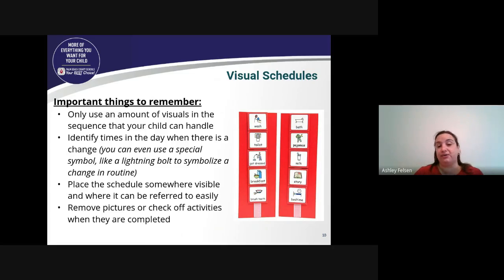So for example, in my classroom, I used to use a lightning bolt to symbolize that this is a change in routine so that they were prepared for it. And that is something different today. You definitely want to place the schedule somewhere visible and where you can refer to it throughout the day and your child can access it. And then make sure you always remove pictures or check off the activities when they're completed. If you don't remove them, they're not going to know where they're at. Or if there's no check marks, they won't find that blank spot. So you want to make sure you're checking things off after things are completed.